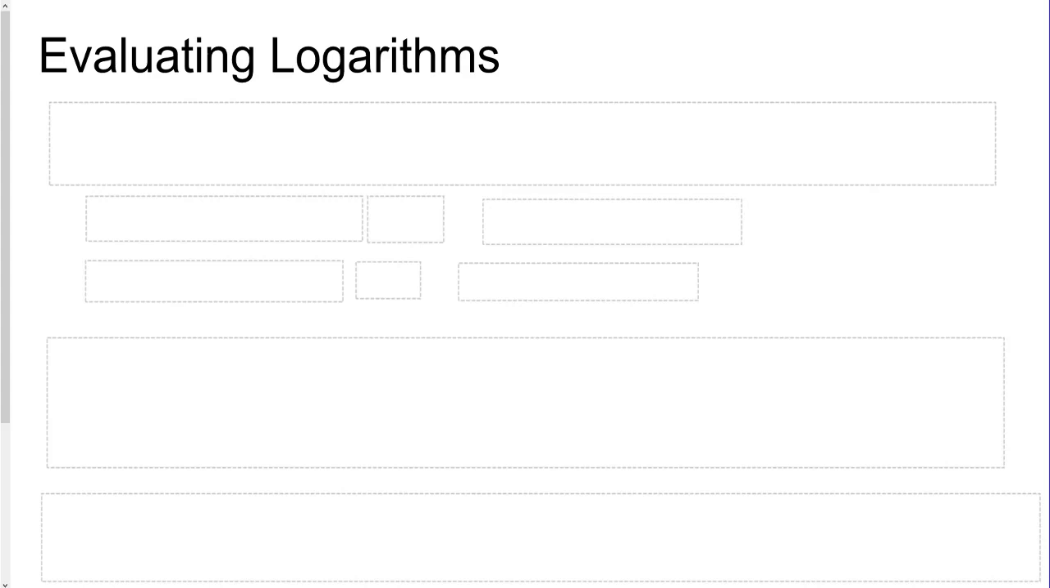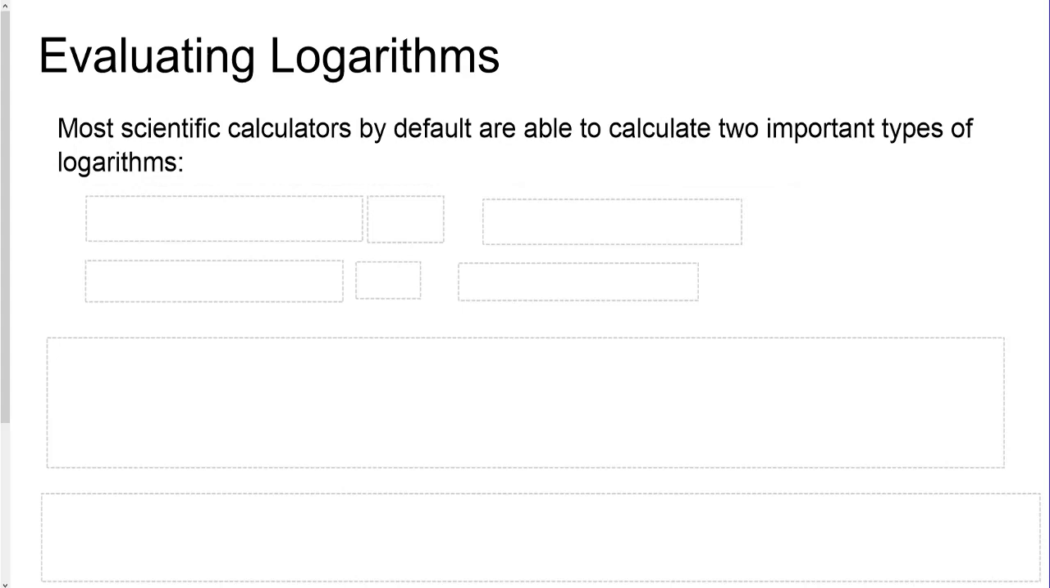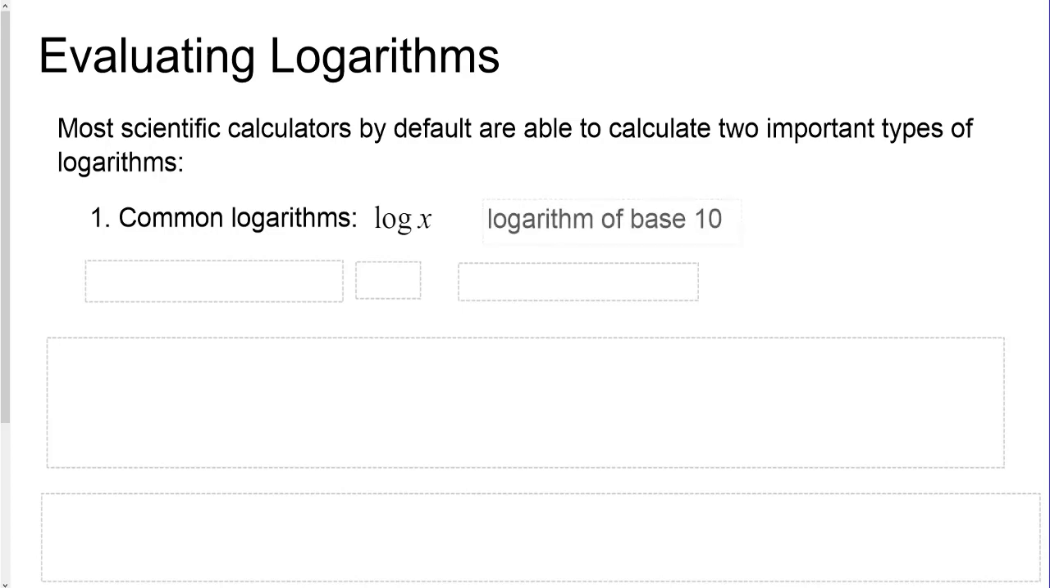In this lesson, we're going to learn about evaluating logarithms, and in particular, evaluating them using the calculator. Now, most scientific calculators by default are able to calculate two important types of logarithms. We have the common logarithms, which looks like log x, and that looks a little funny because there's no base listed, but when there's no base listed, it's assumed to be a base 10, which makes it a common logarithm. So all common logarithms are logarithms of base 10.